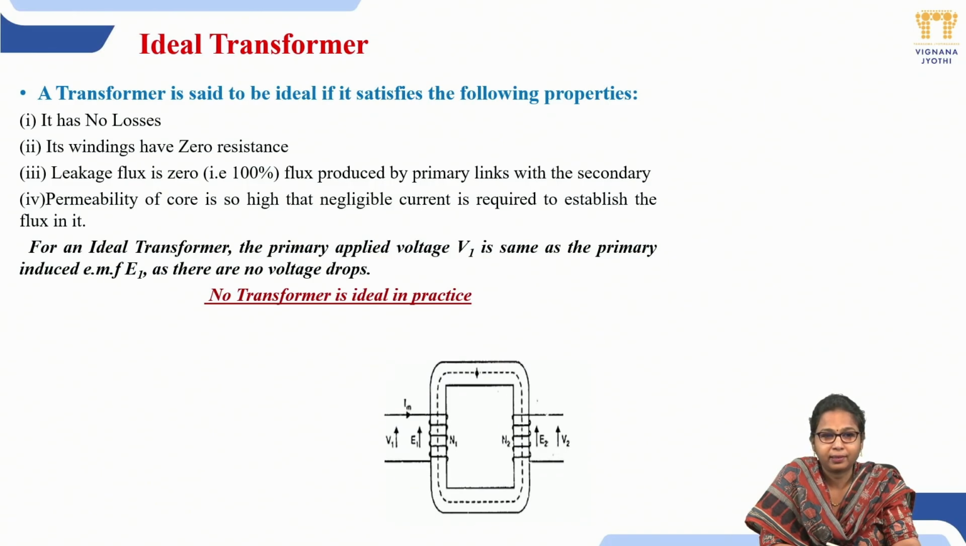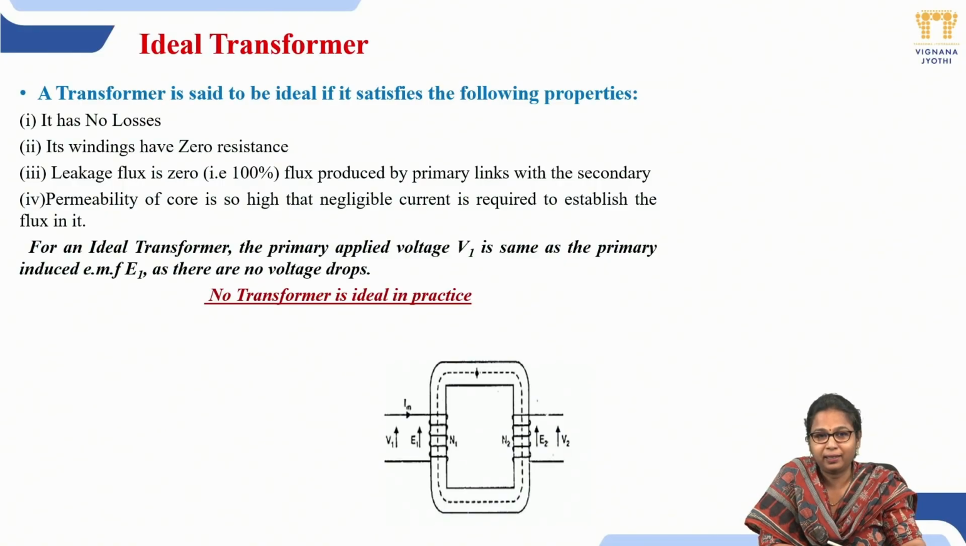The first property is that it should have no losses, and its winding should have zero resistance, and its leakage flux should be 100%, so that the flux produced by the primary completely links with the secondary. If there are no losses and 100% linkage, we can also say 100% efficiency as far as an ideal transformer is concerned. And the last point is the permeability of the core should be so high that negligible current is required to establish the flux in it. But in practice, ideal transformers we can't see.